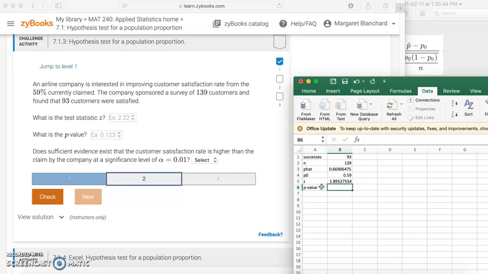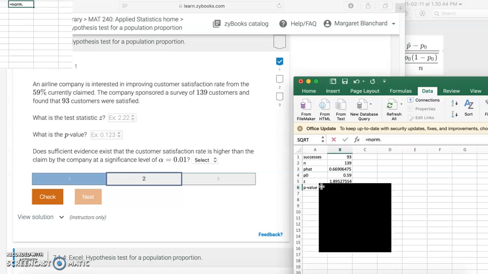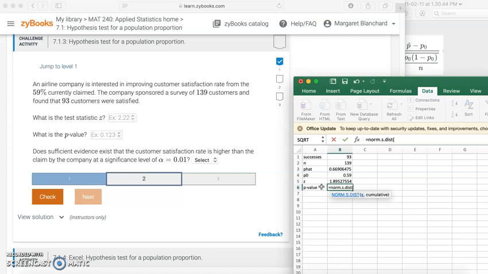Now, we are going to be using the norm.s.dist. So we're going to say equals norm.s.dist, and we're going to open it up and put in our z value, and we're going to say, yes, it is cumulative. Now, I want to point something out here. I'm going to go ahead and hit enter to show you the answer.